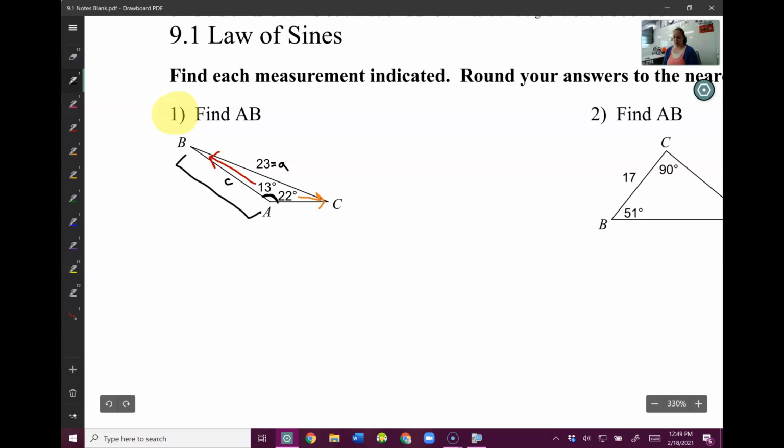This is going to be little a. And this is going to be little b. So for this problem, you only need to solve for little c. That's all you need to do for that one.